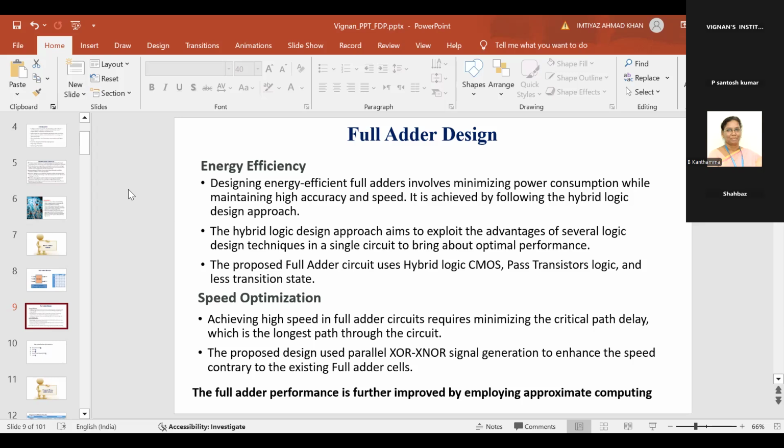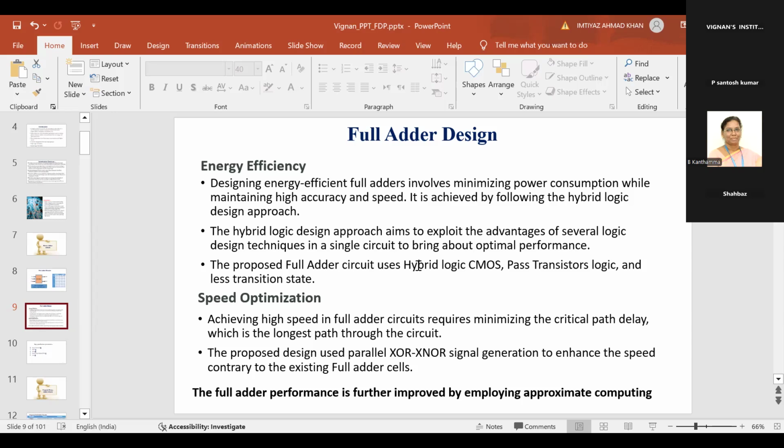Hybrid logic means there are a lot of techniques: CMOS based, pass transistor logic based, and transmission gate logic based. All of these have been combined in one adder. Previously, lots of researchers worked on either CMOS based, or pass transistor based, or transmission gate logic based. The main issue is that CMOS based has high power consumption because the charging and discharging value is high. So that's the reason power is high.